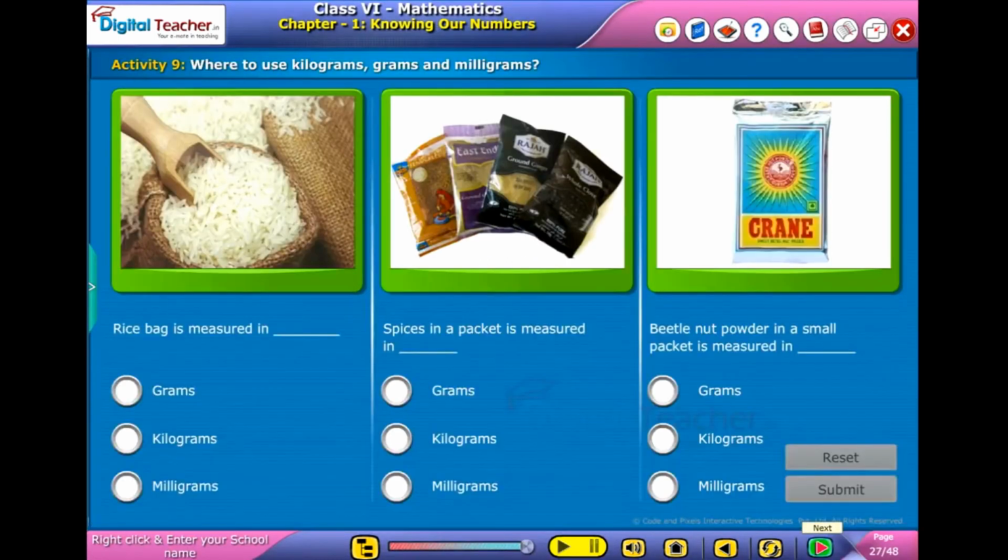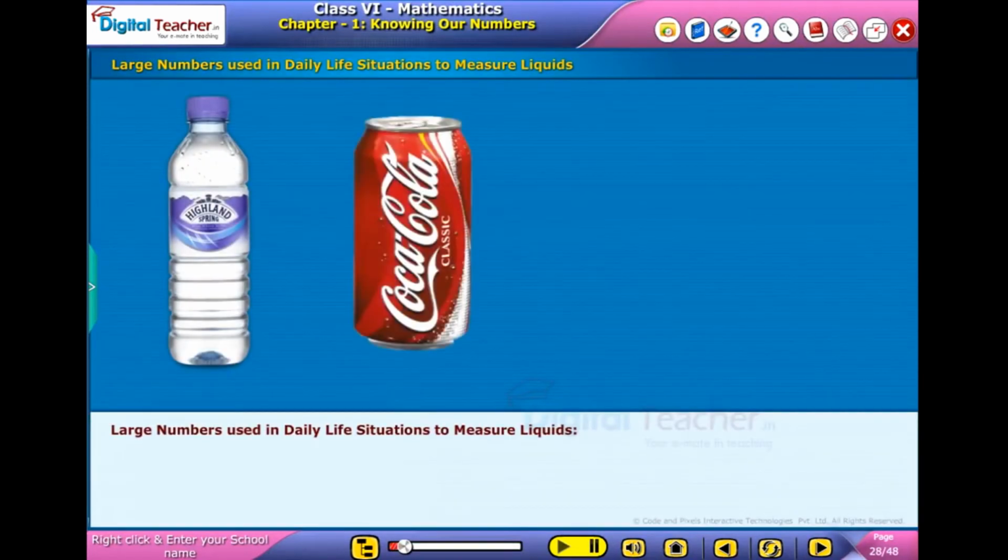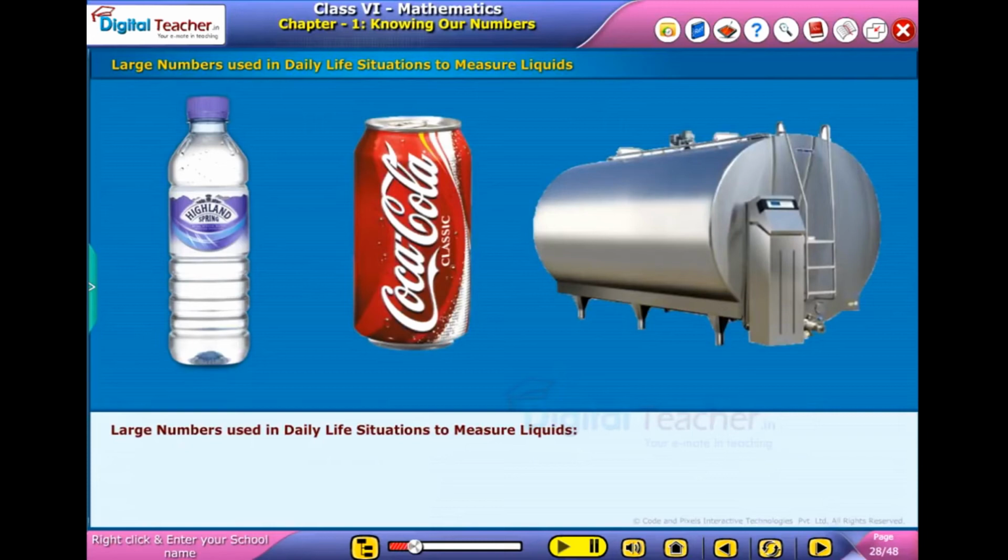Let us see where to use kilograms, grams, and milligrams. Click the appropriate options for the following blanks. Large numbers used in daily life situations to measure liquids. For measuring liquids, we use measurements like liters, milliliters, and kiloliters.